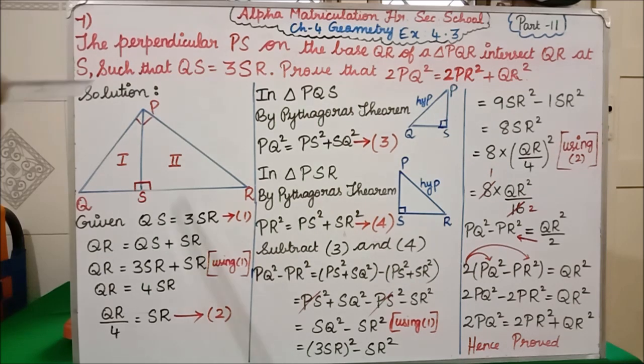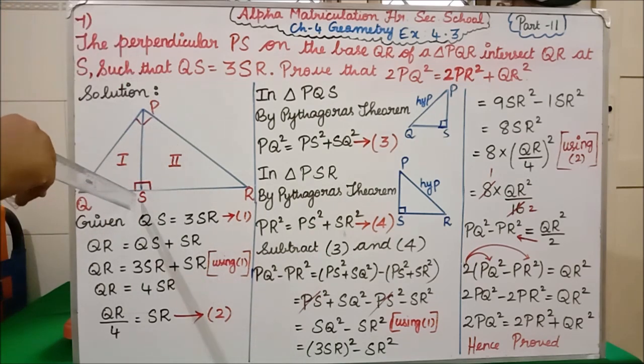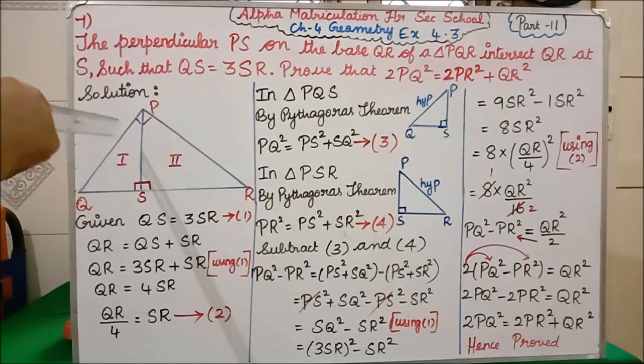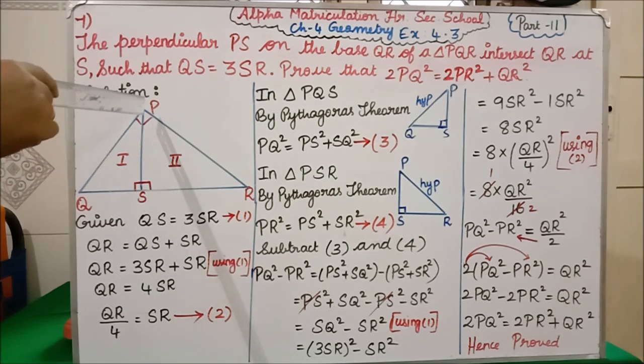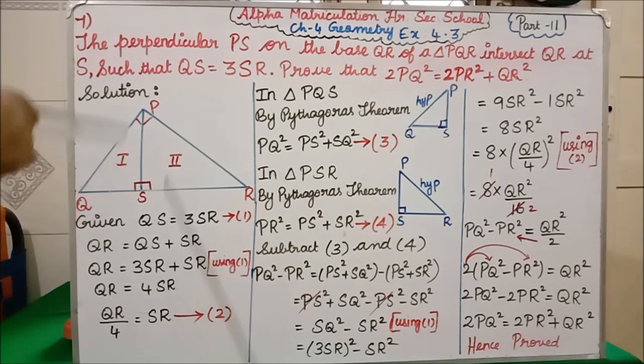So we have drawn one triangle PQR. Since we have drawn one perpendicular line, this full triangle is divided into two triangles. This is the first triangle, PSQ. Then we will take PSR, that is the second triangle. Now we'll start the solution.